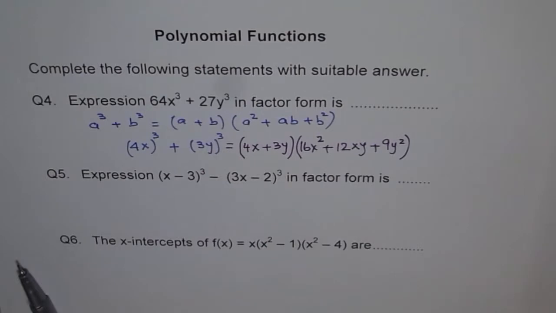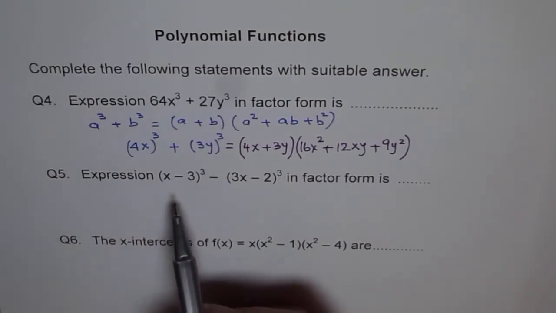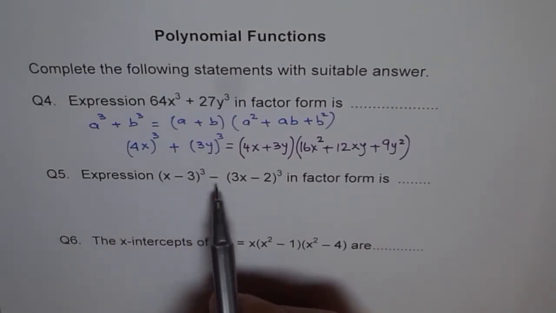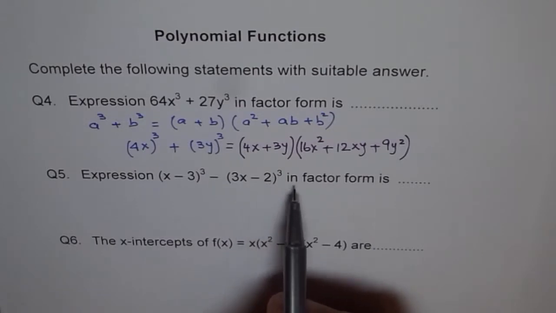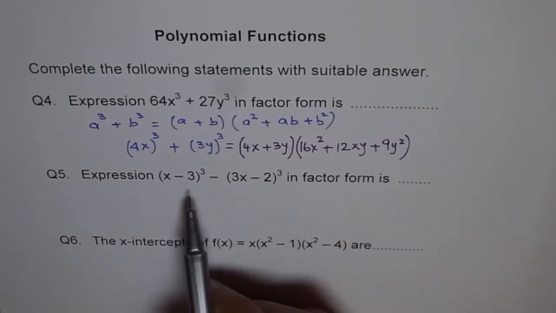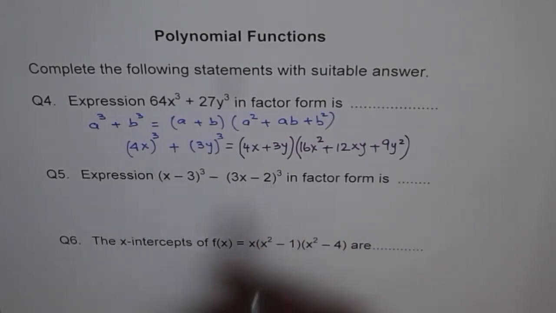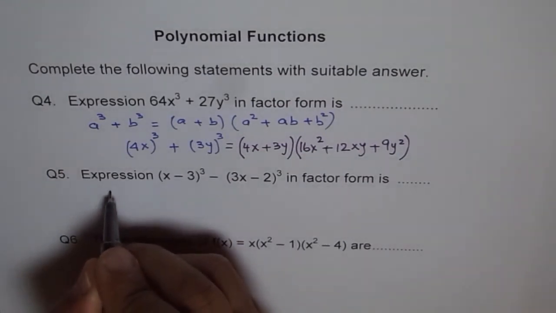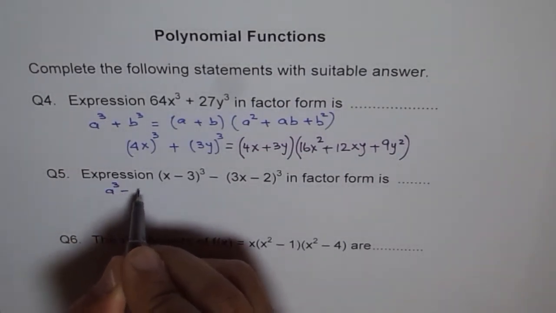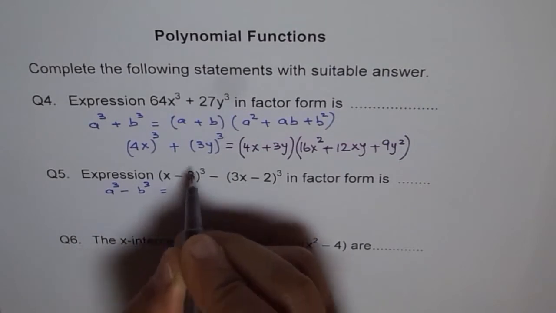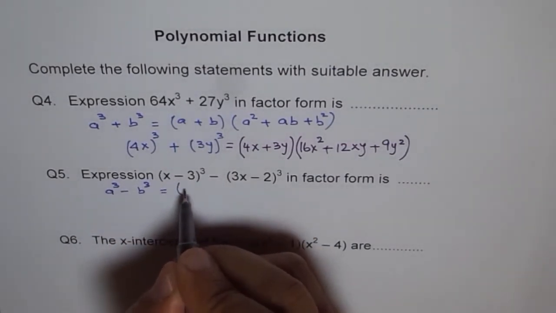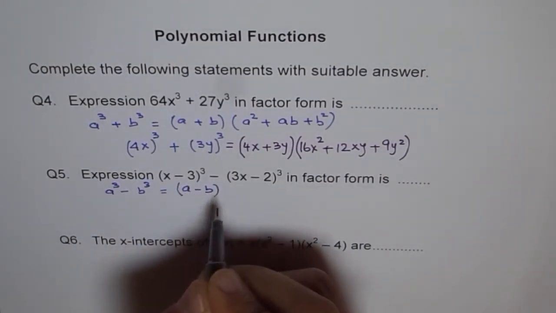Here, the expression is x minus 3 whole cube minus 2x minus 2 whole cube in factored form. So you remember the formula of a cube minus b cube? Let's do that again. a cube minus b cube changes to a minus b, correct?